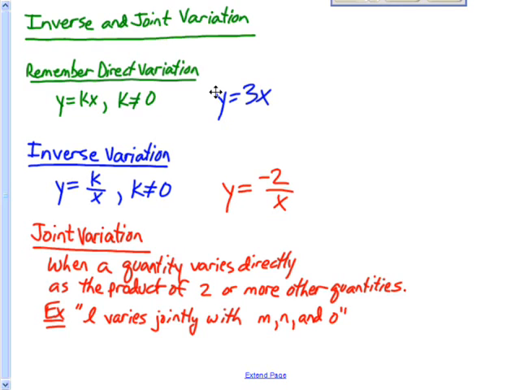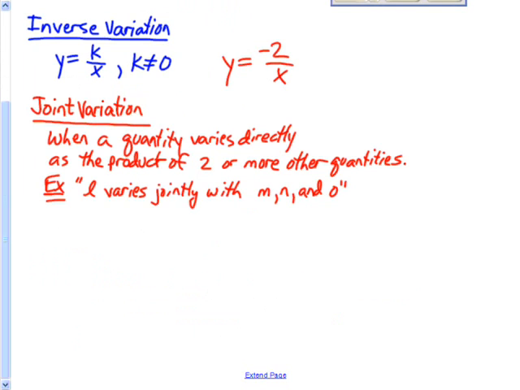And finally down here you've got a joint variation. When you hear joint variation, just think of a direct variation equation, except you've got more quantities. My example here is L varies jointly with M, N, and O. So this is kind of like a direct variation, except you've got more quantities. L varies jointly with M, N, and O.